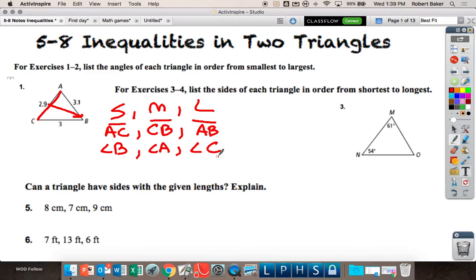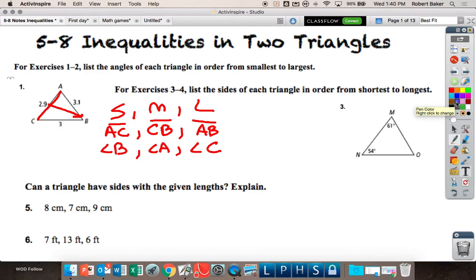Okay. Now we're going to skip to number three. Number three says: triangle ABC, where AB equals 17, AB equals 30. Shortest to longest, right? That's the whole part, shortest to longest. So number three is a little different. It's the same question, just presented a different way.